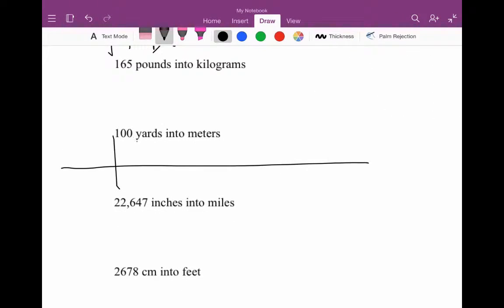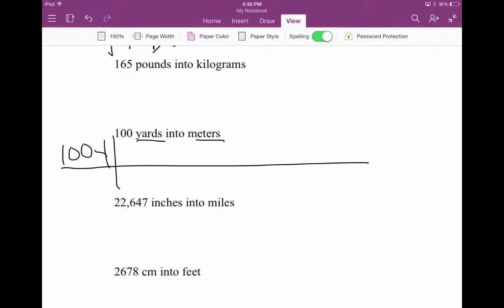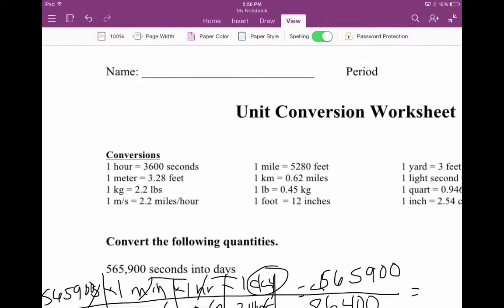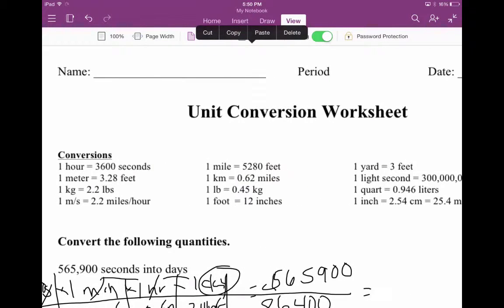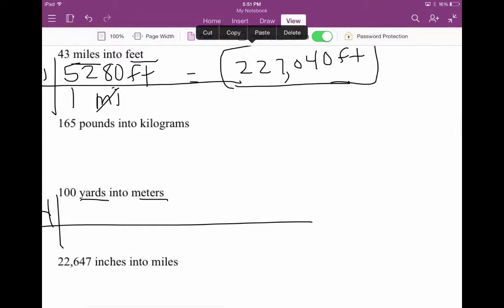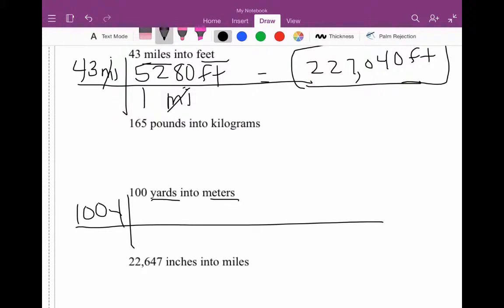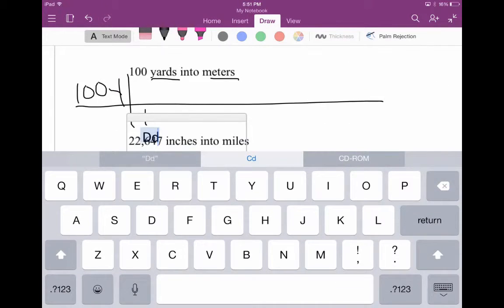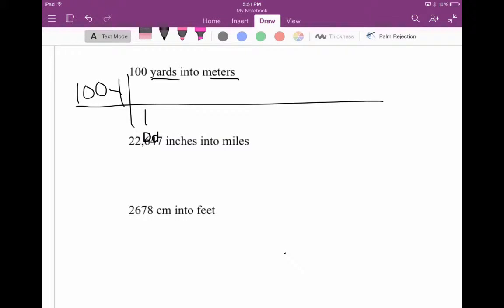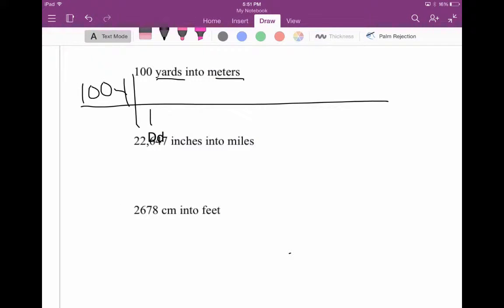Looking at our next one, 100 yards into meters. Drawing our T-table, going from yards to meters. Put 100 yards right here. We need to get from yards to meters, looking for some conversion factors. Meters to feet, yards to feet, we'll use those. So 1 yard equals 3 feet. Put our yards on the bottom, 1 yard. Oops. I don't know why that happened. Oh well. 1 yard equals 3 feet. Our yards will cancel out.